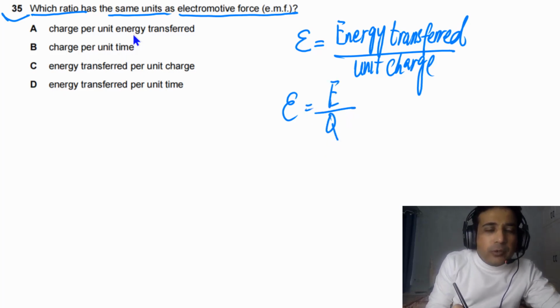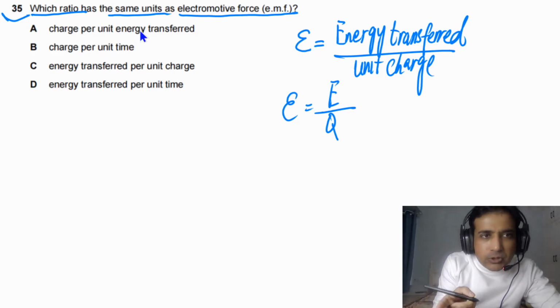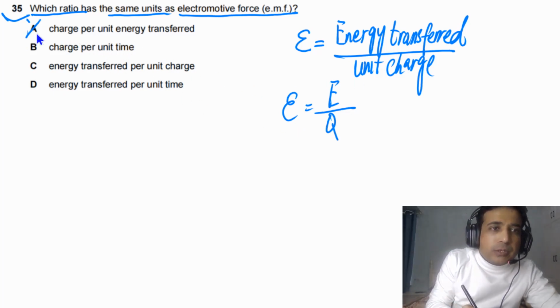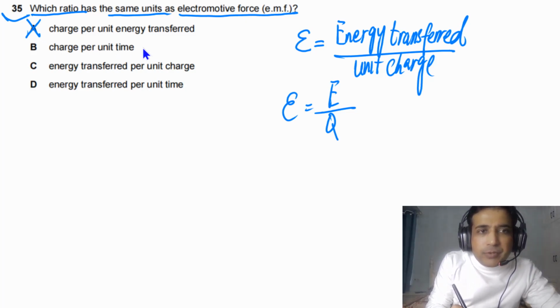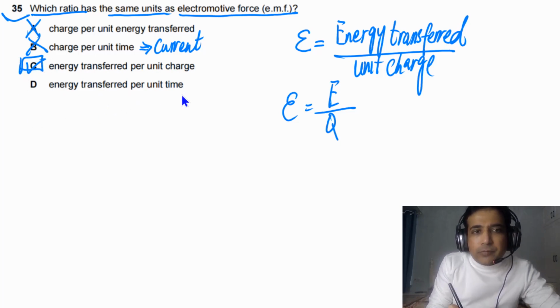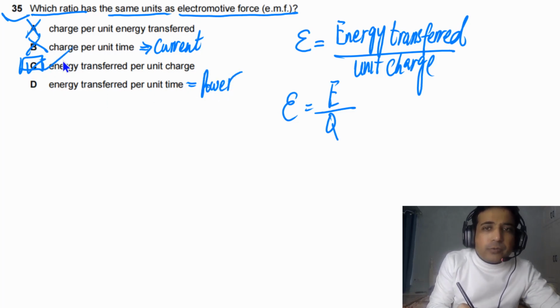by Q. Now if you look at the first one, this is charge per energy transfer, so this is just opposite, so this is not possible. Charge per unit time, this is current, so this is also not possible. Q over T, this is current, so this is also not possible. Energy transfer per unit charge, yes, this one is right, so this is the answer. Energy transfer per unit time, this is power, and this is also not a possible answer. So the answer for this question is C.